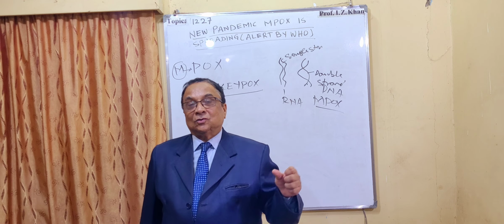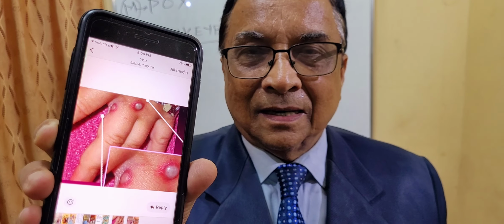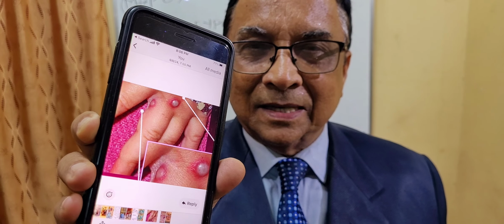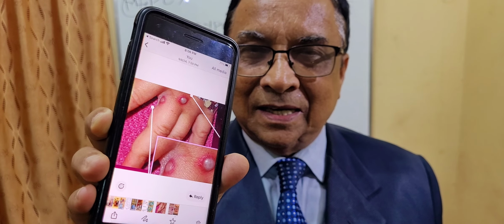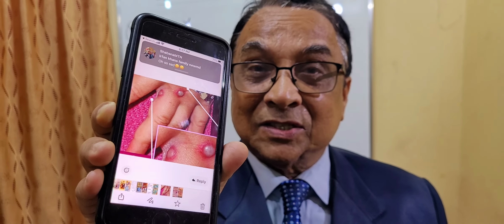Here I am showing the blister on the face of a human being, and it is because of mpox, and it is in the third stage. In the first stage there will be no symptom, in the second stage there will be rashes, and finally in the third stage there will be formation of blisters, and then it will be in a chronic condition. This is the chronic condition, third stage, where the lymph node is swollen and the blister has pus and a lot of inflammation. This is a terrible condition, and this is the last stage.